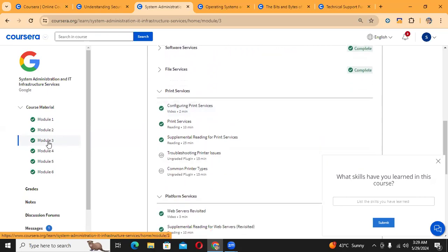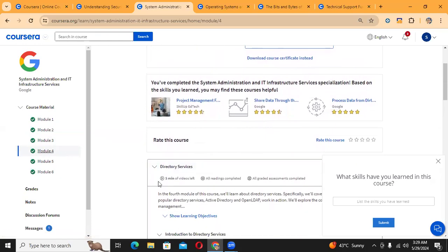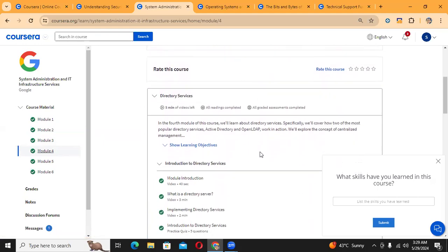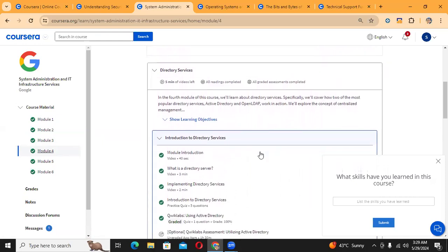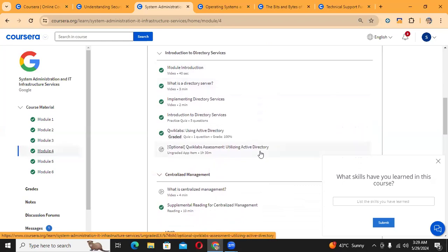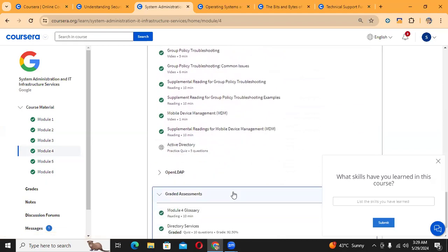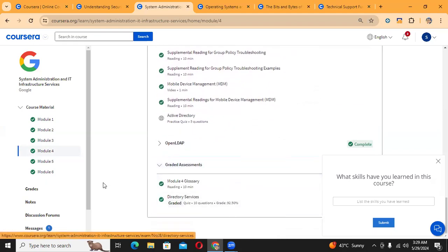So let's move on to the fourth module. It is about directory services, setting up and managing directory services and mechanisms to secure user access. We will learn user account management and authentication, understanding Kerberos and other authentication protocols, group policies and access controls. We also have a graded assignment, which is question 10.